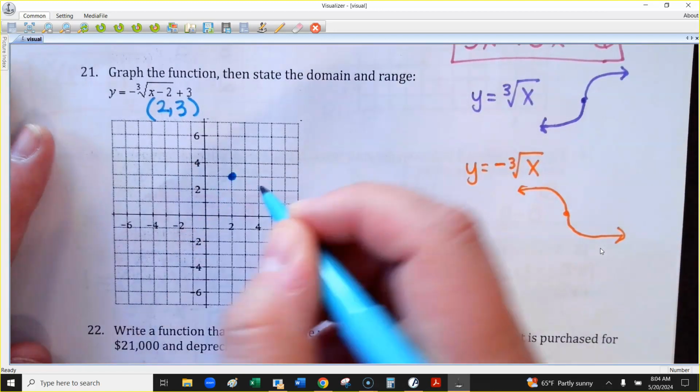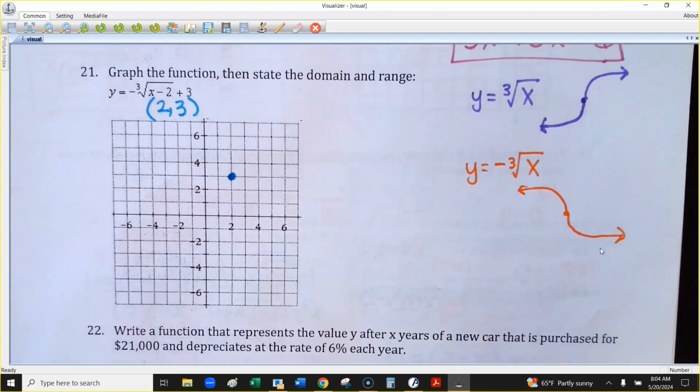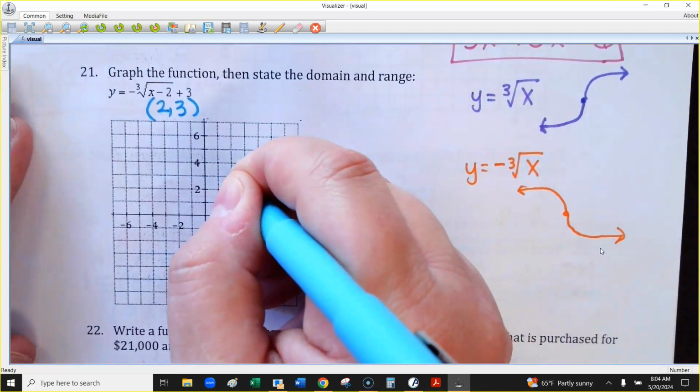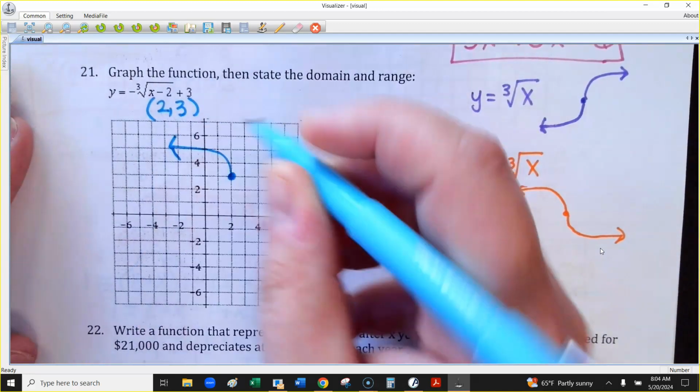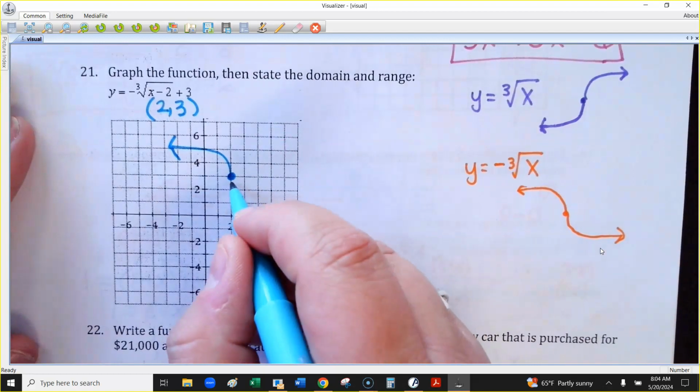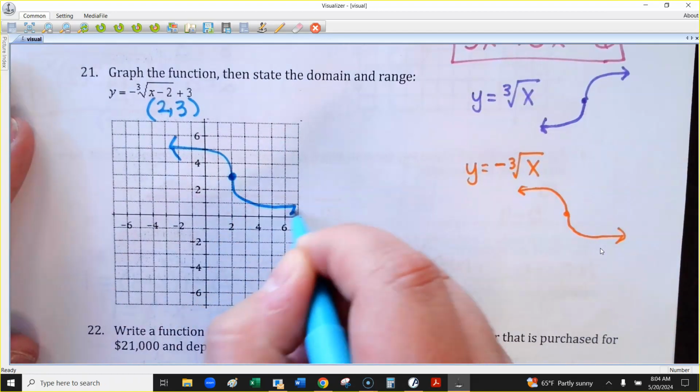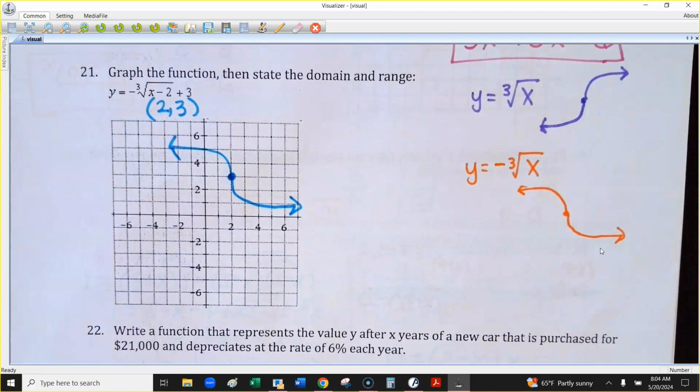And then again, you guys will just need to know, okay, if it's a negative cube root, there's the middle. And then it's going to swoop back to the left and up, down to the right and forward. You won't have to actually graph it. You'll have to pick out which graph has the right middle point and which one has those curves go in the right direction.